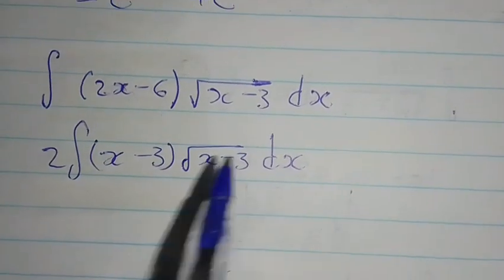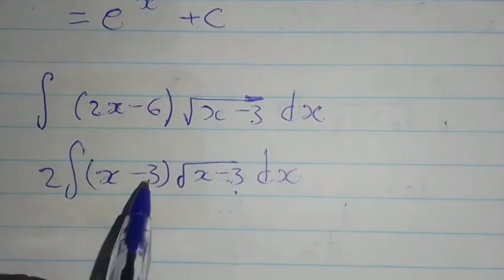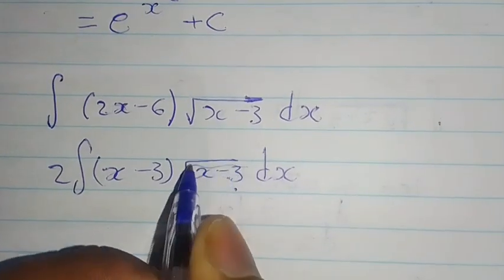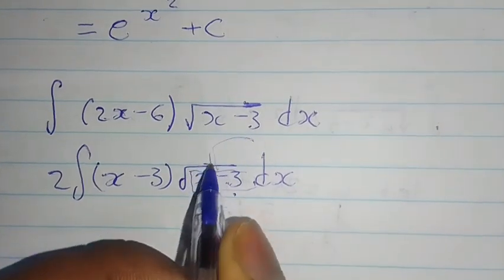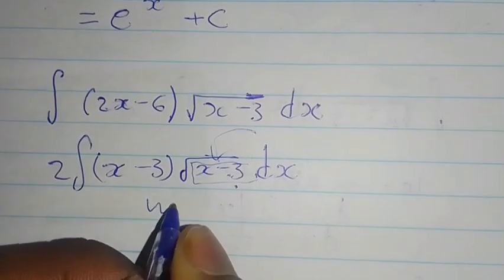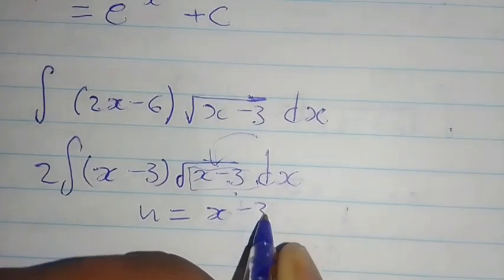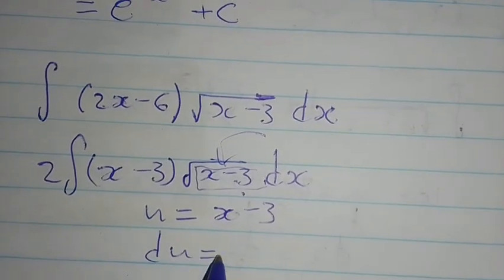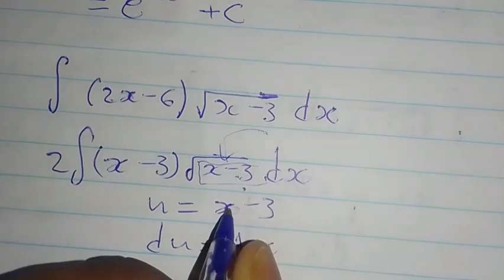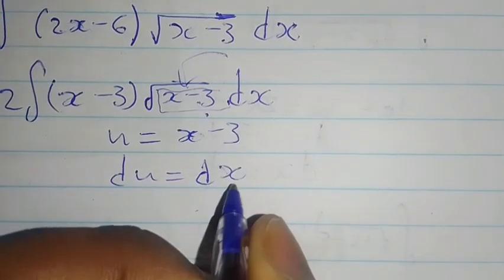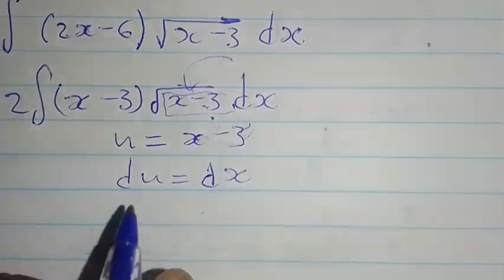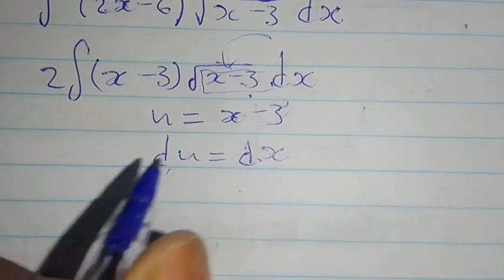Notice that you have this composition right there. So you have a linear function that's inside a square root. So you're going to have u equals x minus 3, then that means that du is equal to dx. Since the derivative of x is 1, and the derivative of a constant is 0, then du is the same as dx.